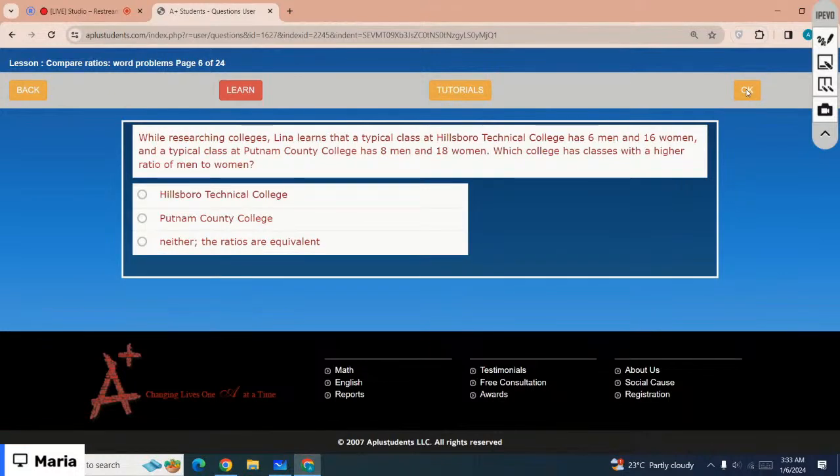While researching colleges, Lena learns that a typical class at Hillsborough Technical College has 6 men and 16 women, and a typical class at Putnam Country College has 8 men and 18 women. Which college has classes with a higher ratio of men to women? So, which is the correct option?